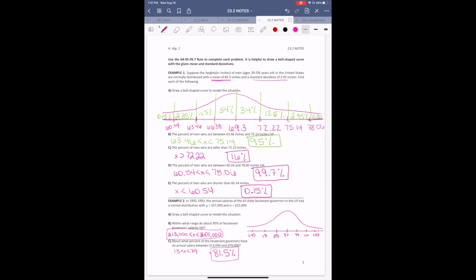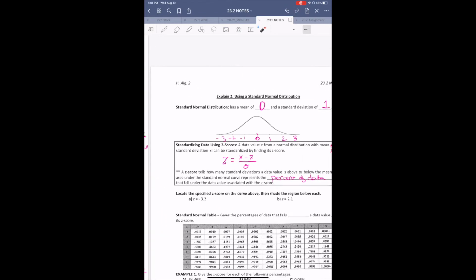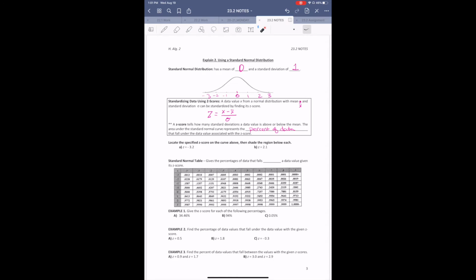Let's look at example 2 that you did here using the salaries. What if I asked you the percentage of data that fell below $68,000? $68,000 is not an applicable standard deviation, so we can't make those calculations. This is where z-score comes in. Using z-score, you can find the percentage of data below that value in any given normal distribution.